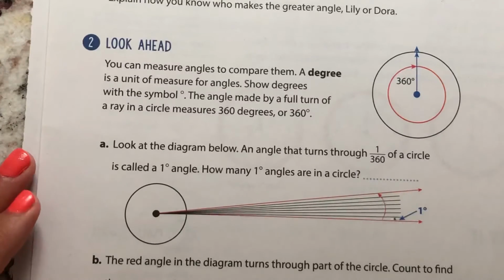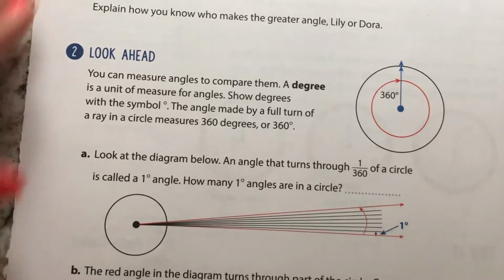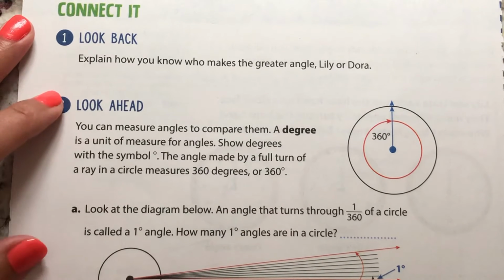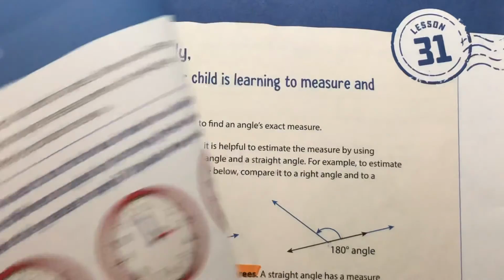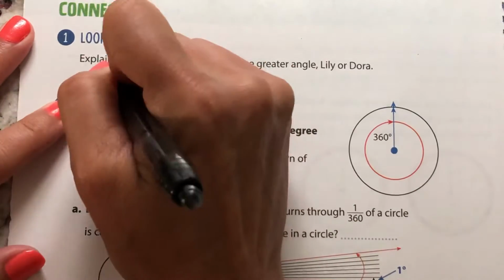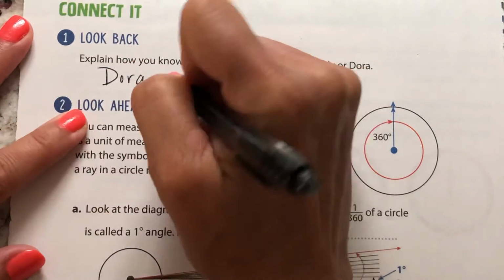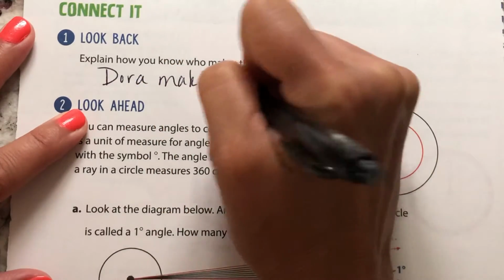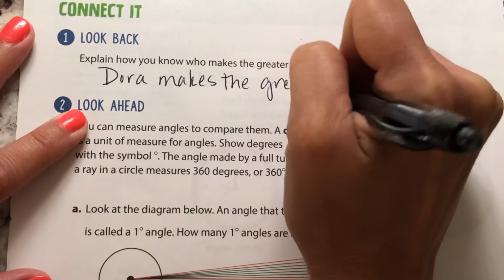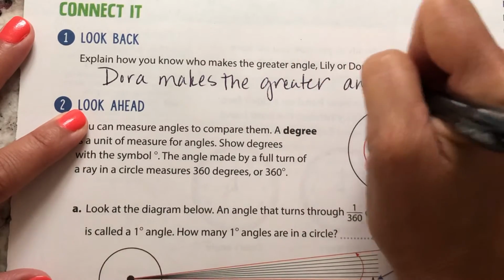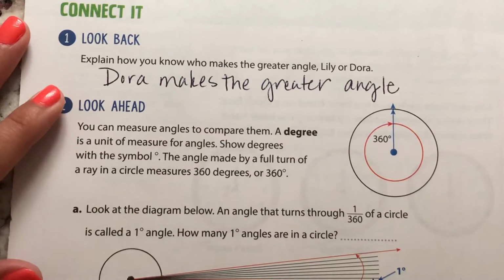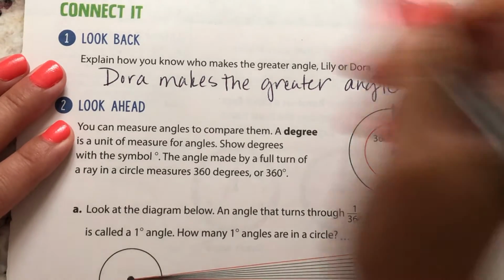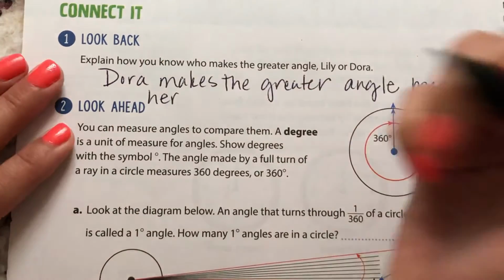Let's move on to page 674. Explain how you know who makes the greater angle, Lily or Dora. And we determined that it was Dora. Dora makes the greater angle because her angle is simply bigger or open more.